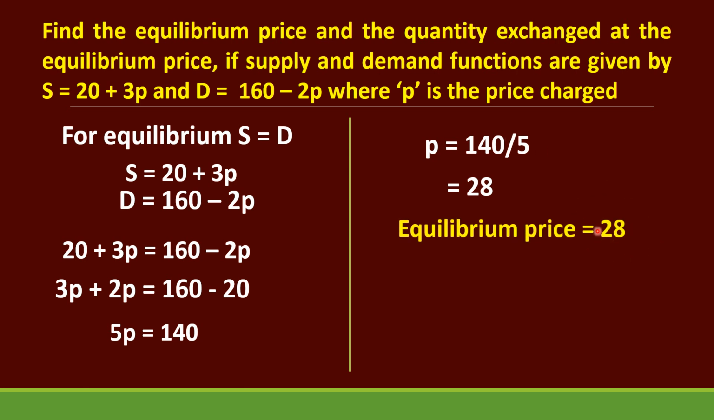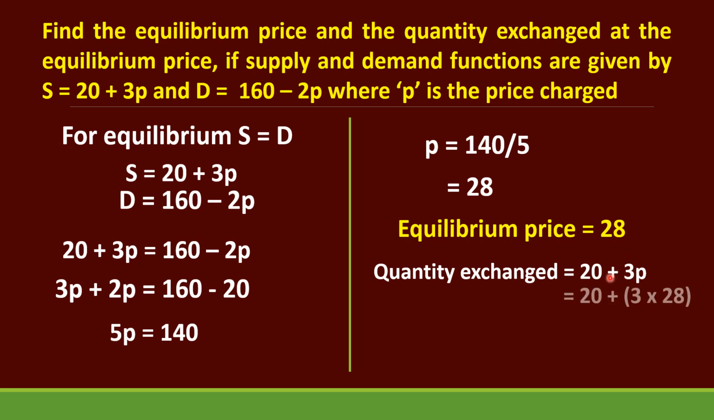Now we have to find the equilibrium quantity, or the quantity exchanged at the equilibrium. That can be obtained as quantity exchanged is equal to 20 plus 3p. So 20 plus 3 into 28 is equal to 104. Therefore, the quantity exchanged is 104.